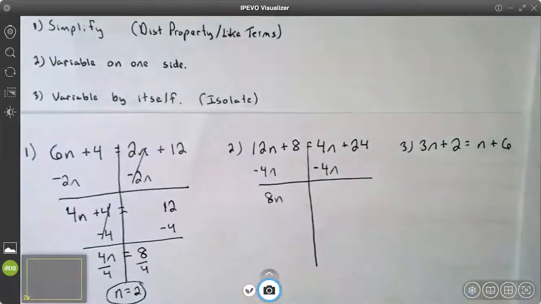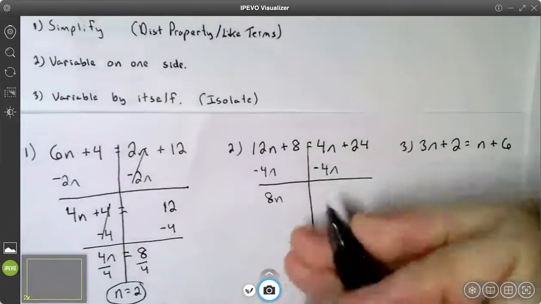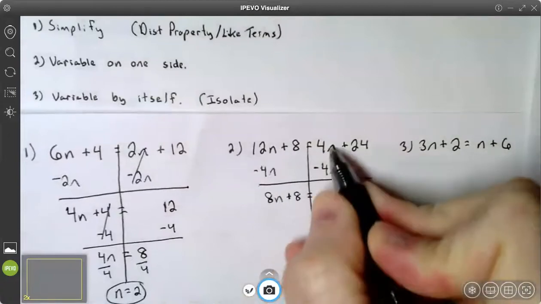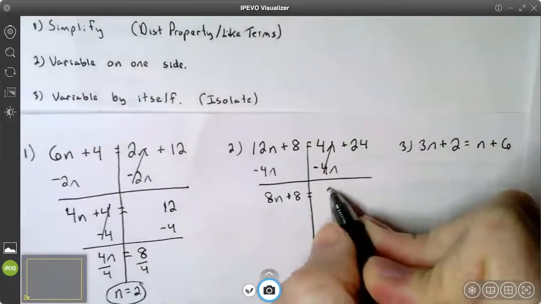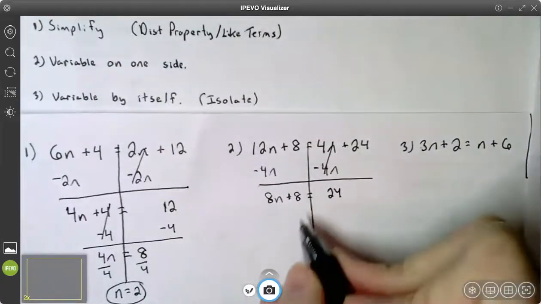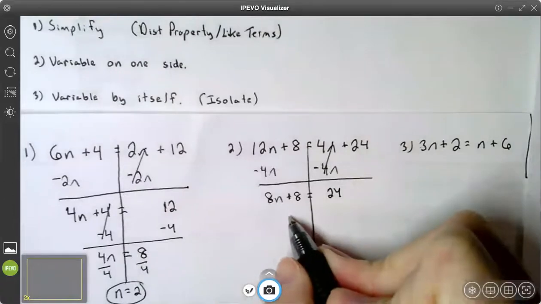If I had subtracted 12n from both sides, I would have gotten a negative 8n on the right. Bring down my positive 8 on the left. Those canceled out. Bring down my positive 24 on the right. Now I have a simple 2-step equation. Start at the bottom of GEMDAS and work your way up.